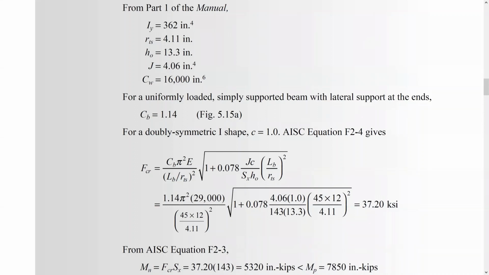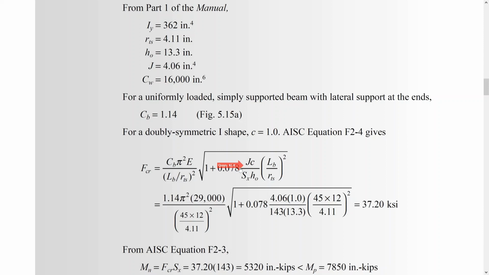So this is the equation to calculate the elastic buckling stress. And I told you what Cb means, and this is pi squared times Young's modulus, divided by Lb, the unbraced length, divided by rts, squared, and this one here is going to be the same as the one here, under the square root, 1 plus this much times Jc over Sx ho. J we can get from the manual. The c is 1 for doubly symmetric I shapes. And this is the elastic section modulus, which is 143, and this is ho. We can get it from the manual.